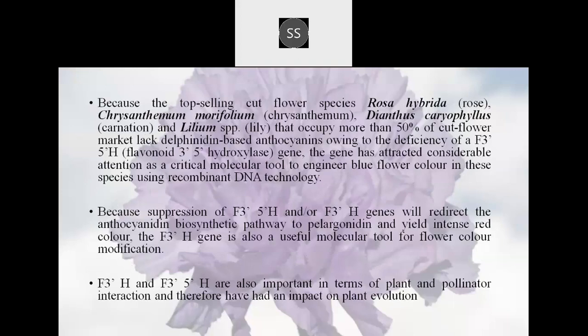The top-selling cut flower species like rose, chrysanthemum, carnations and lily species occupy more than 50% of the cut flower market. But these lack delphinidin-based anthocyanin, because they have a deficiency of the flavonoid 3,5-hydroxylase gene. Because of this, the gene has attracted considerable attention as a critical molecular tool to engineer blue flower color in these species using recombinant DNA technology.